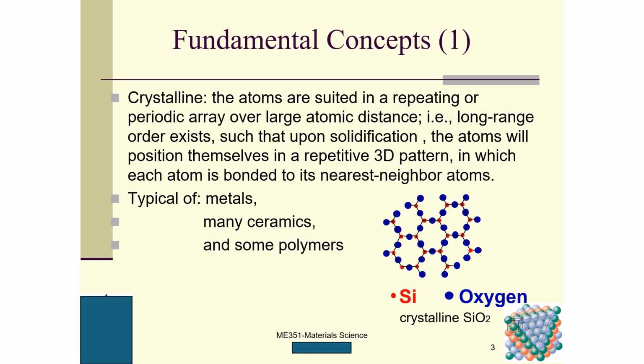For example, this is a hexagonal pattern. So this is crystalline silicon oxide. Whenever you hear crystalline, you can just associate it with a repetitive pattern, or a periodic pattern.